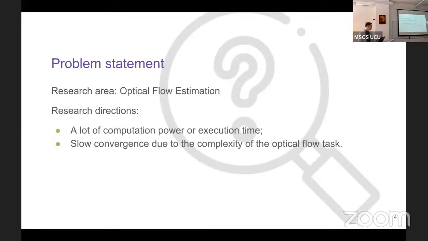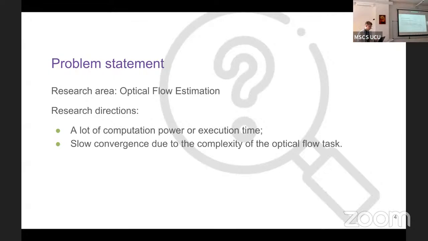The research area of this project is optical flow forecasting. While finding out why we should study this hidden state refinement project, we found that optical flow has several bottlenecks. They need a lot of computation power and execution time for different update blocks. This is really essential when we are using such refinement systems. It also has slow convergence due to the complexity of the optical flow task. These are the main directions we follow, and we tried to solve them.